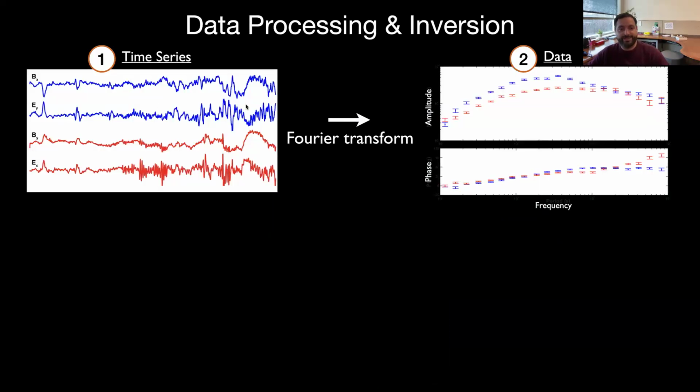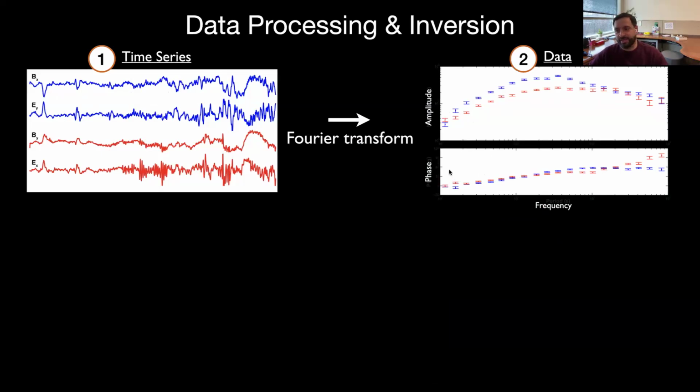Okay, so we take that time series data. That was fun to look at and all, but the time series itself is not really what we're interested in. We take it and Fourier transform it into the frequency domain. So our modeling is applied to this data that's basically a complex number that we break up into amplitude and phase, and it varies as a function of frequency.